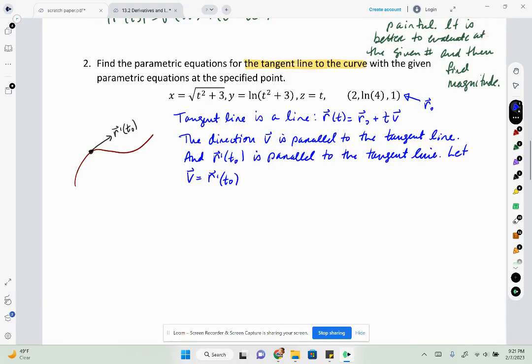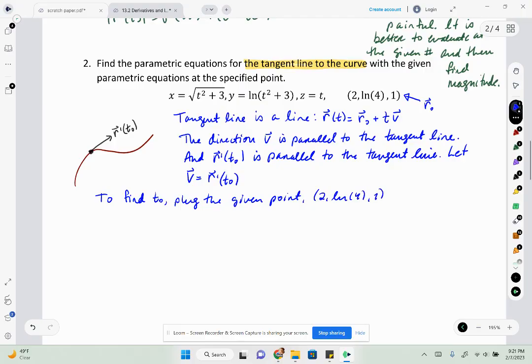All right. First things first, I have my r naught. It's going to be 2, ln of 4, and 1. That was given. But what I don't have is a t naught value. So to find t naught, plug the given point 2, ln of 4, 1 into the parametric equations.